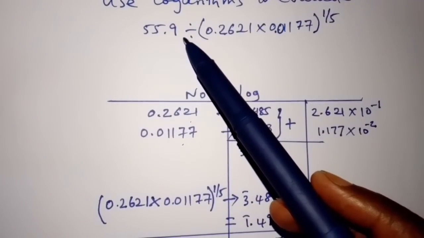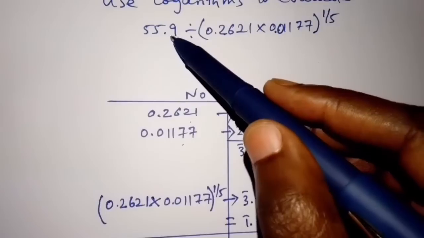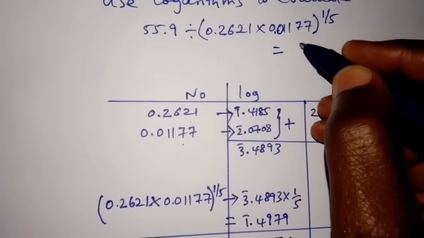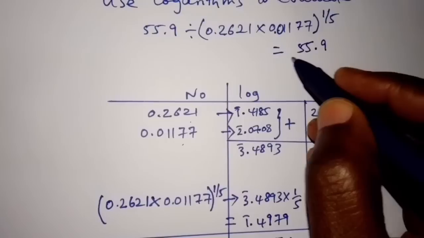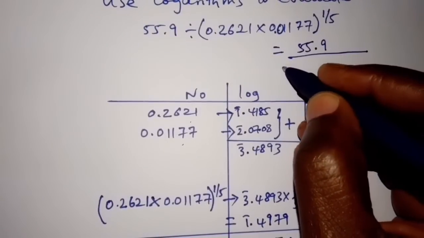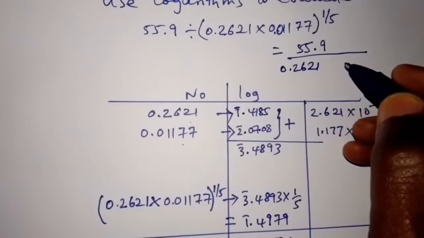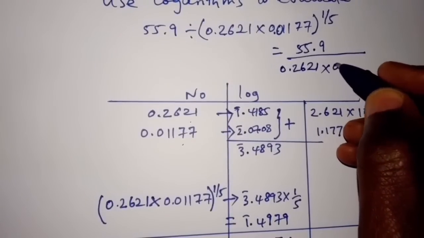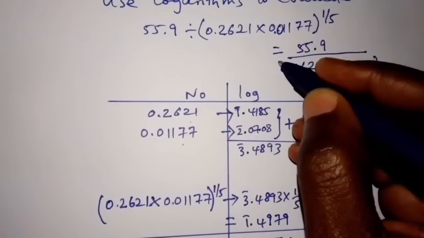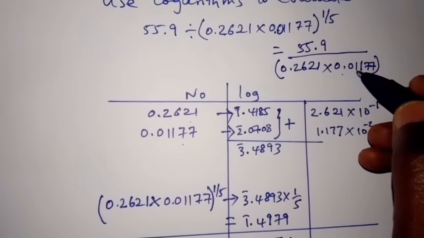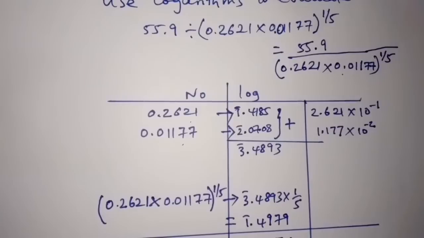5.519 here. We divide it by this one here. So when we divide, in fact this expression is just equal to 55.9 divided by 0.2621 times 0.01177 raised to power 1 over 5, and that is what is here.